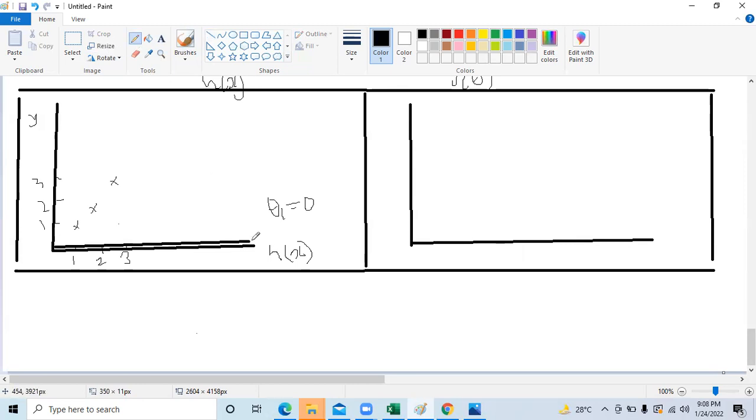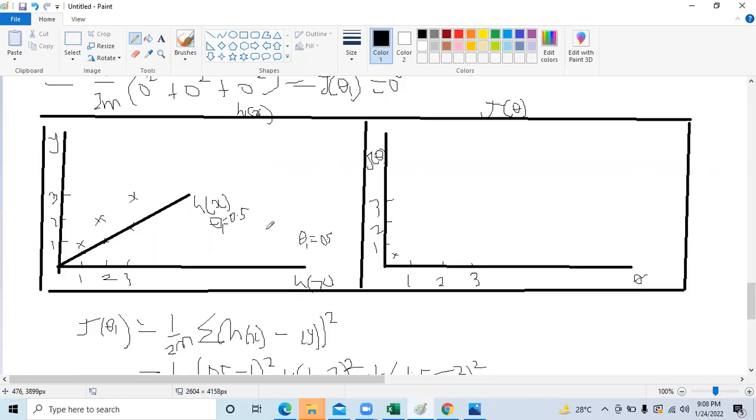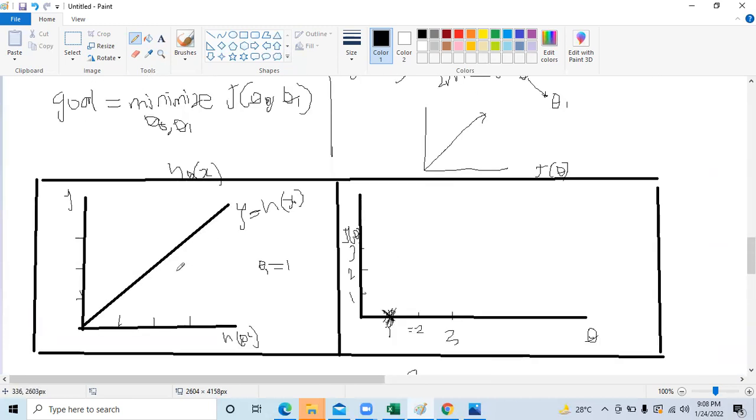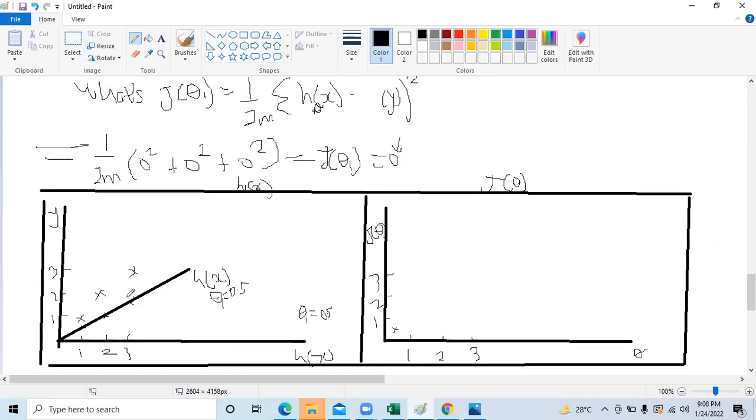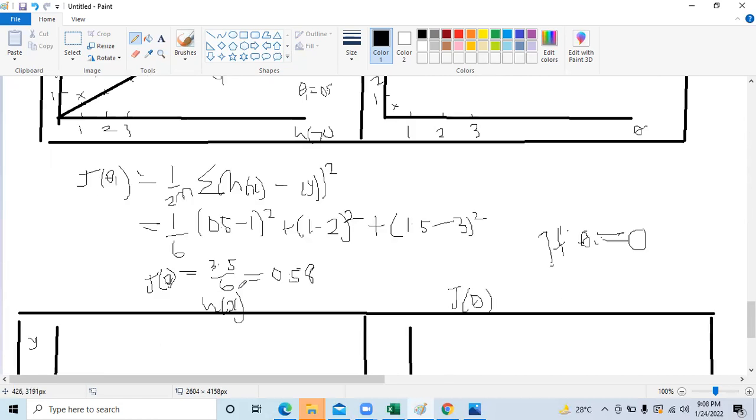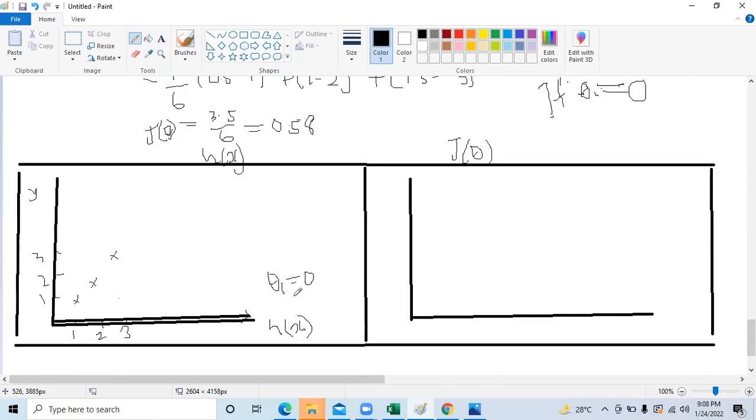This is what we're going to have. So theta 0 is 0, and theta 1 is actually 0. Just to remind you, we had this for theta 0, theta 1 equals 1. We had this for theta 1 equals 0.5. So we will have this for theta 1 equals 0.